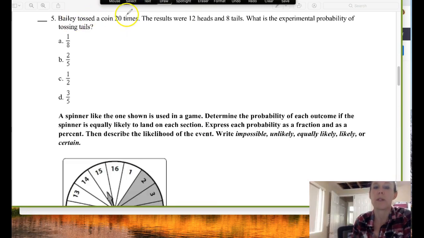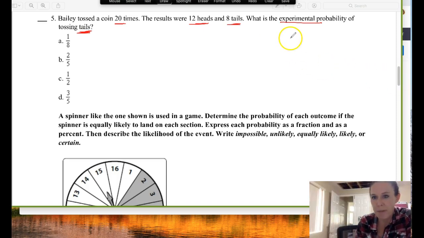Okay, Bailey tossed a coin 20 times. The results were 12 heads, 8 tails. What's the experimental probability of tossing tails? Okay, we want to know experimental. Now the difference between theoretical and experimental. Theoretically, if I toss a coin 20 times and there's a head and a tails, theoretically half would be heads and half would be tails. So 10 would be heads and 10 would be tails. So theoretically it would be 10 out of 20 or a half, right?